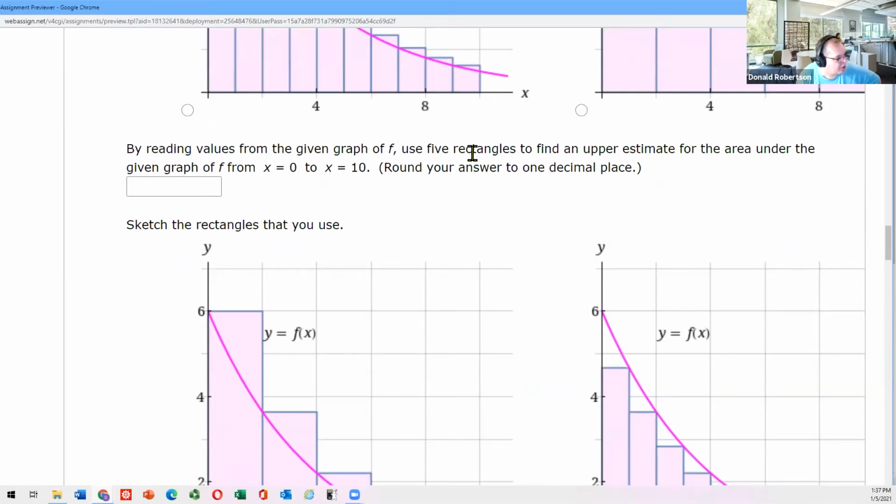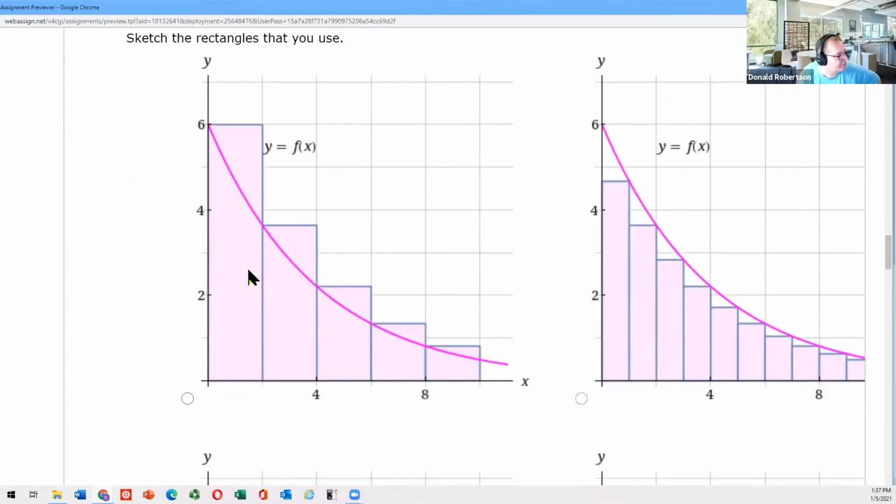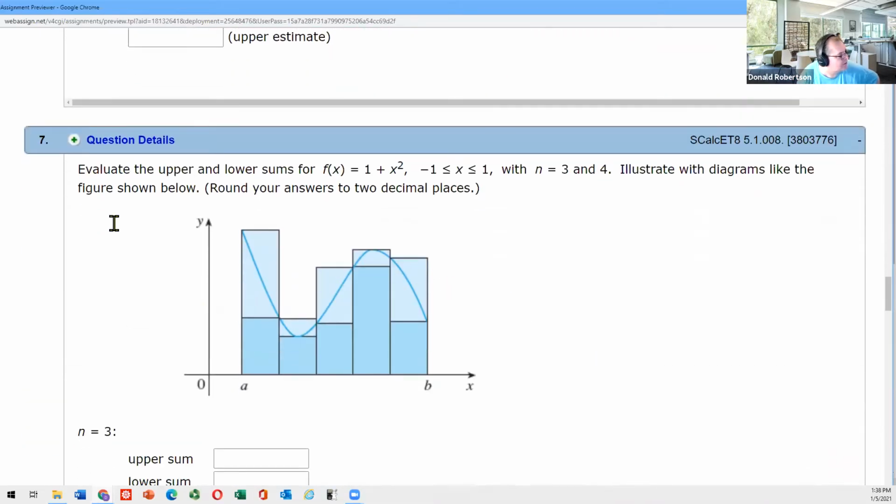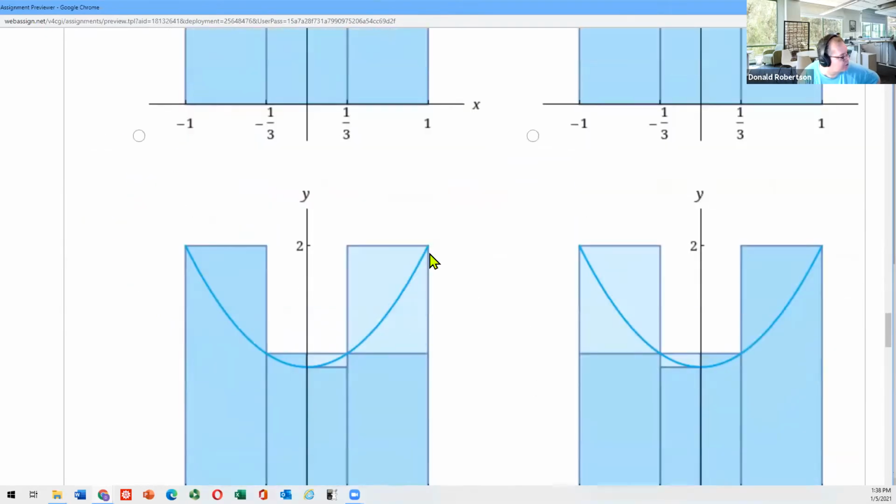Now, in this one, you want an upper estimate. And if it's an upper estimate, won't you use this fella here? So basically, they're just asking you for right and left 5, but they're just making a meal of it. Oh, that's a fun one. Good luck.